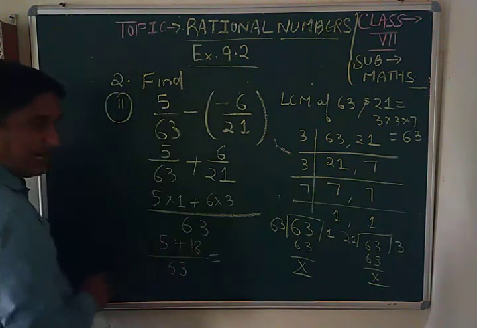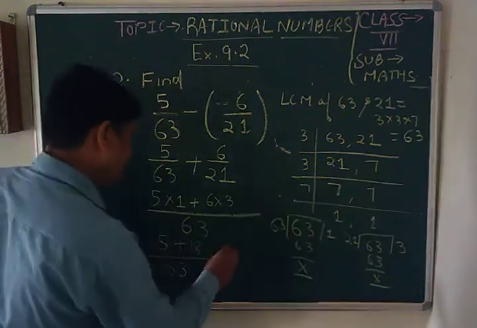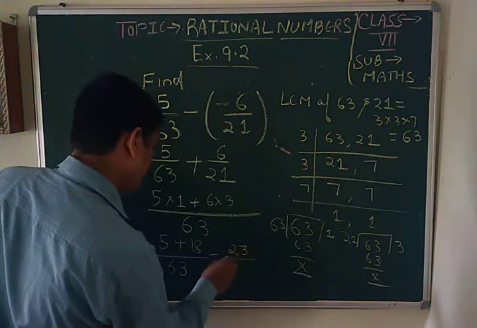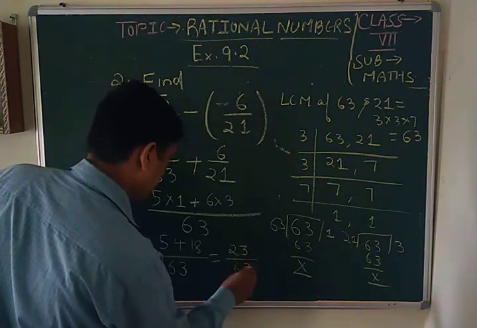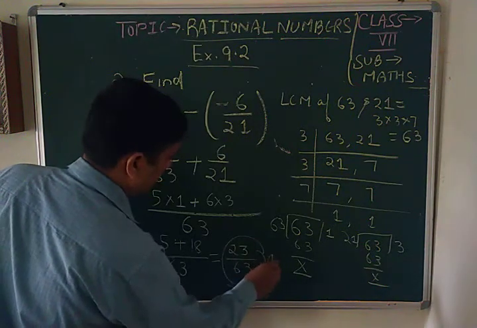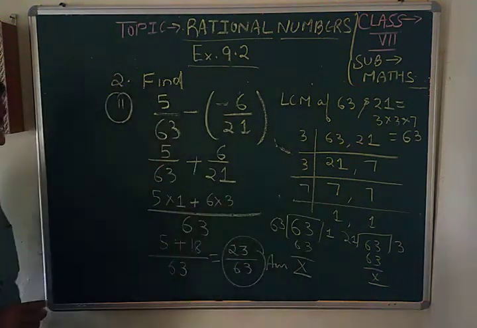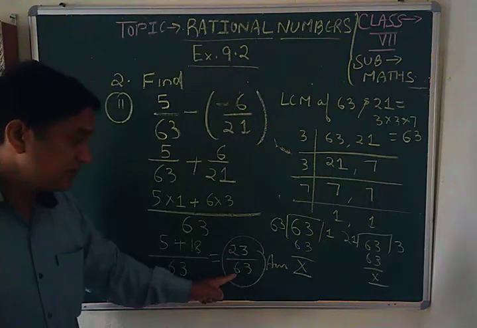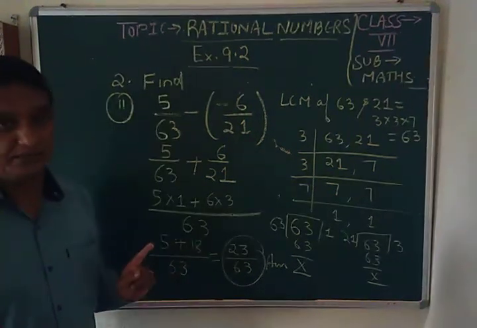18 plus 5 becomes 23 upon 63, and both are not divisible. They can't be divisible, 23 and 63. So 23 upon 63 is your answer.